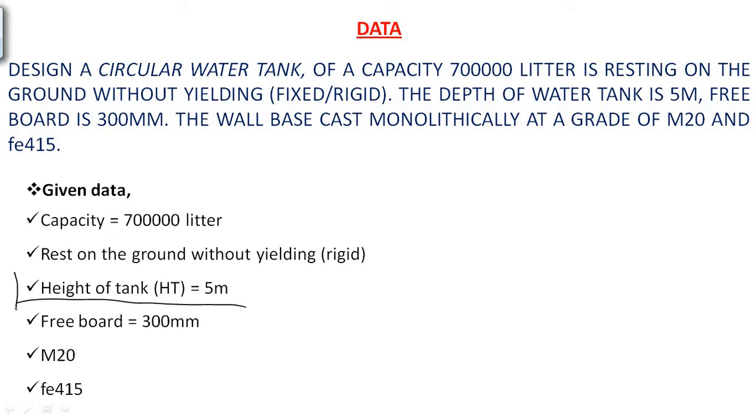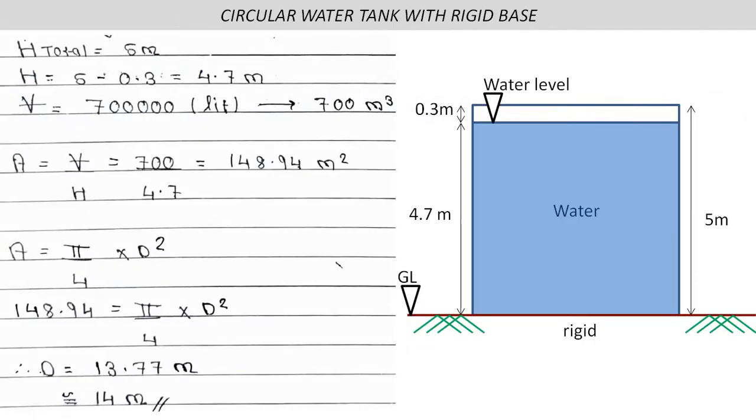So the total height of the water tank is 5 meter. The freeboard is provided as 300 mm. The wall and base are cast monolithically, with the grade of concrete M20 and the grade of steel Fe415. So let us move to the solution.